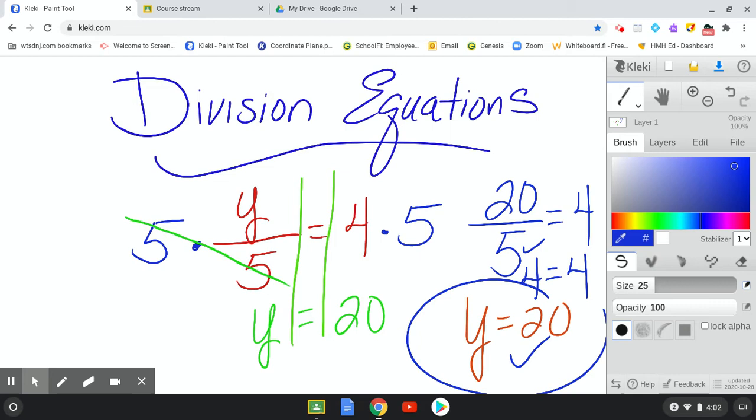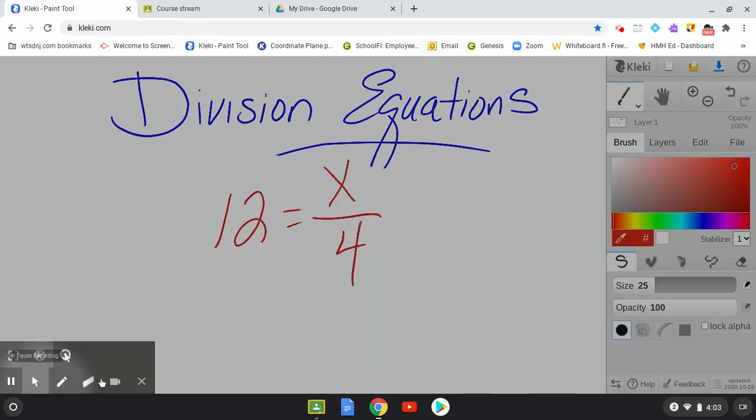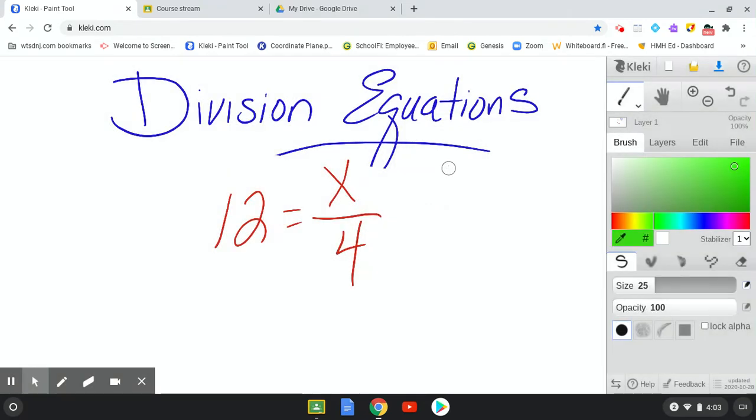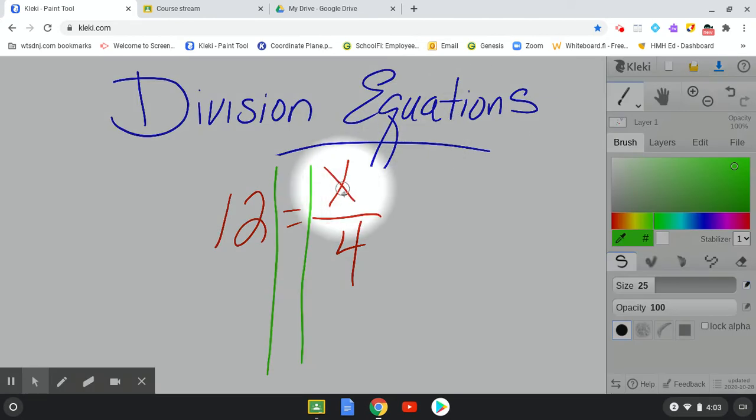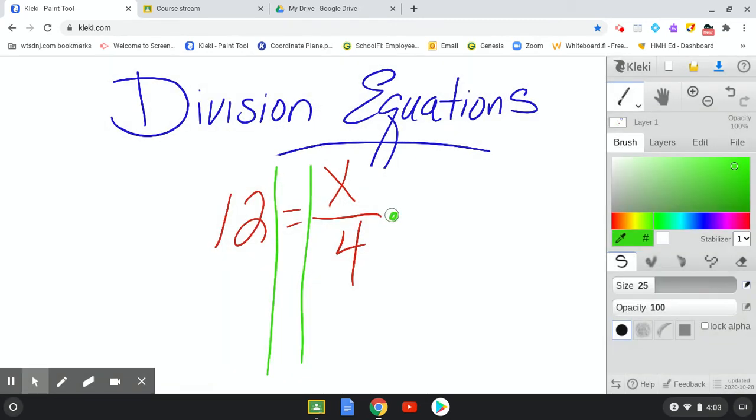All right, let's try another one. Okay, so here I have 12 is equal to x divided by 4. So I'm going to put in those lines to the left and right of my equal sign to make things neat. I want to get my x by itself, so I need to get rid of this 4. This is a division problem, so I'm going to use multiplication to get rid of the 4. So I'm going to multiply both sides by 4.